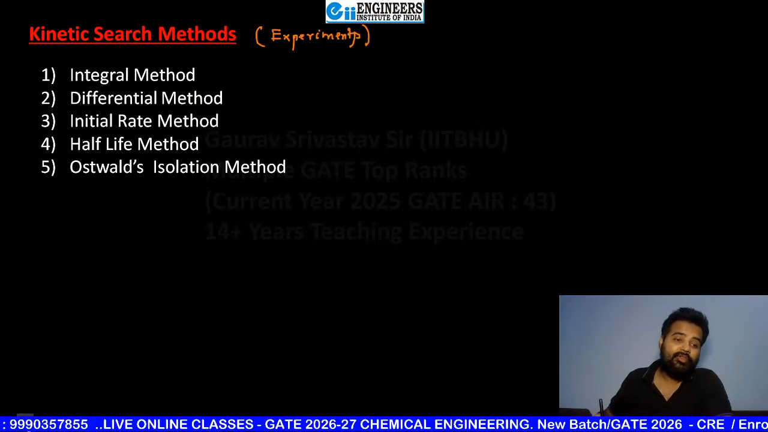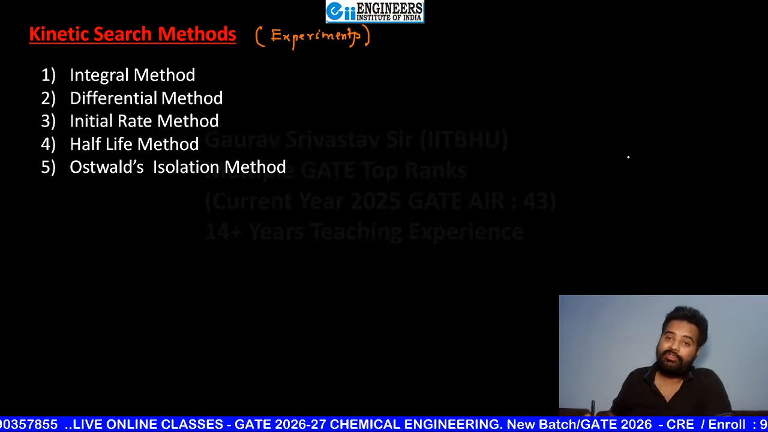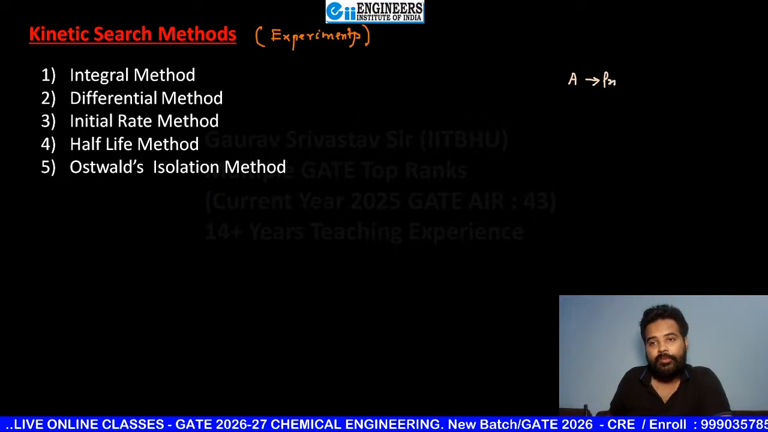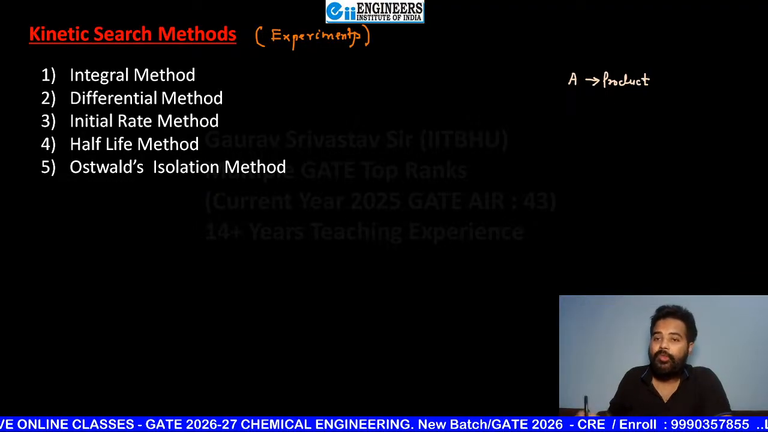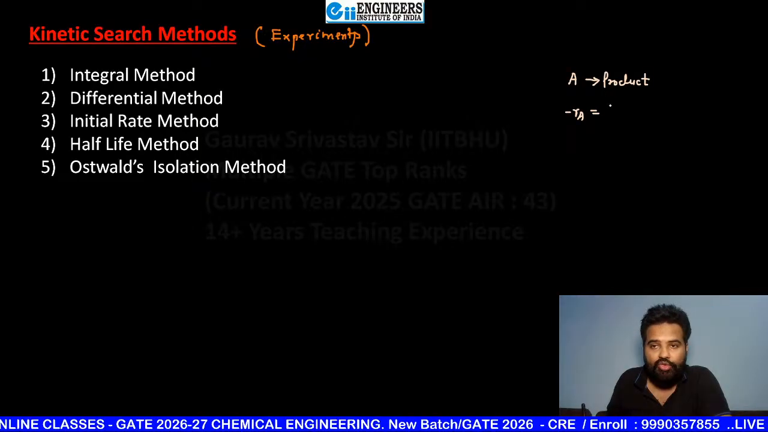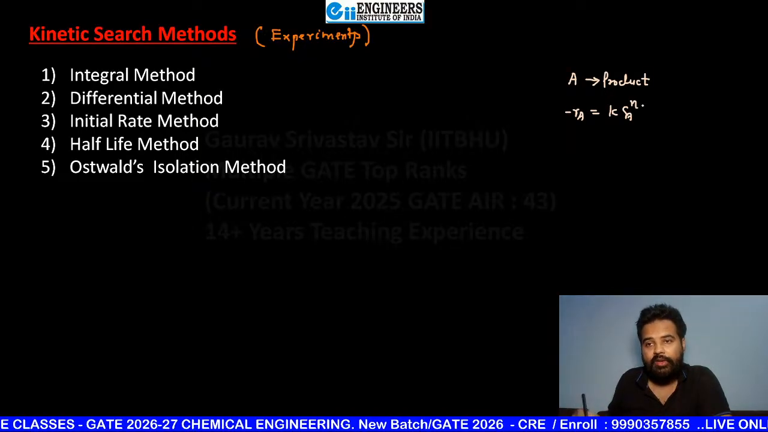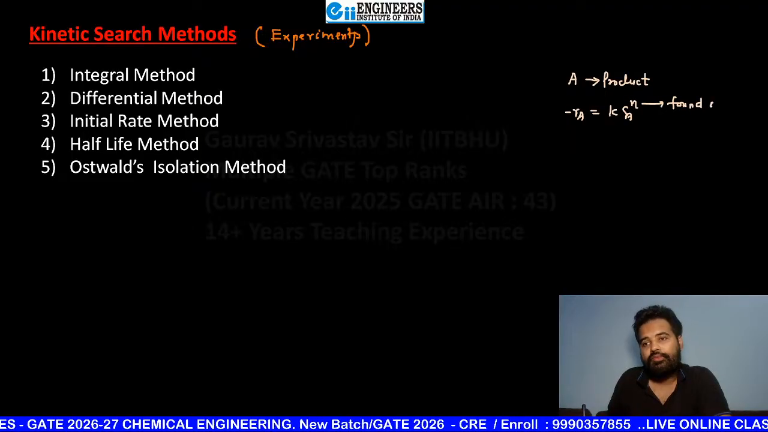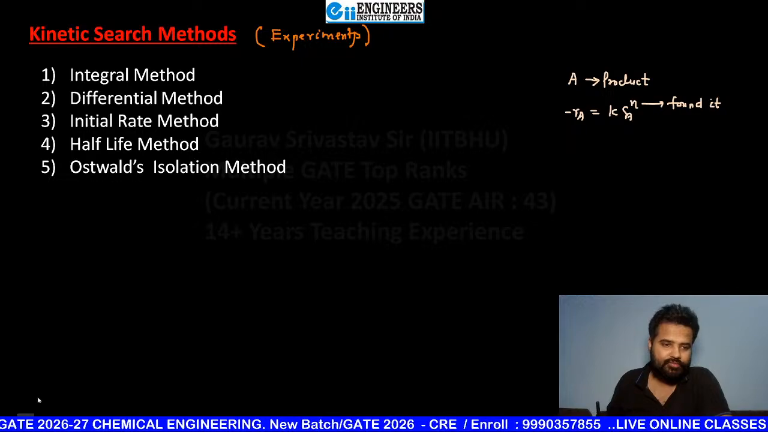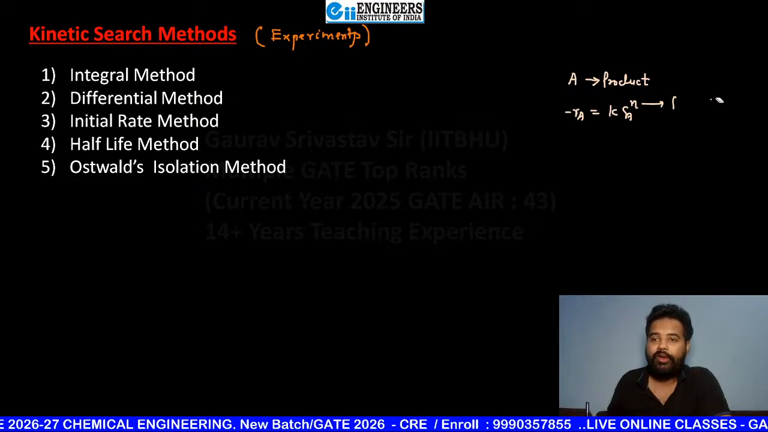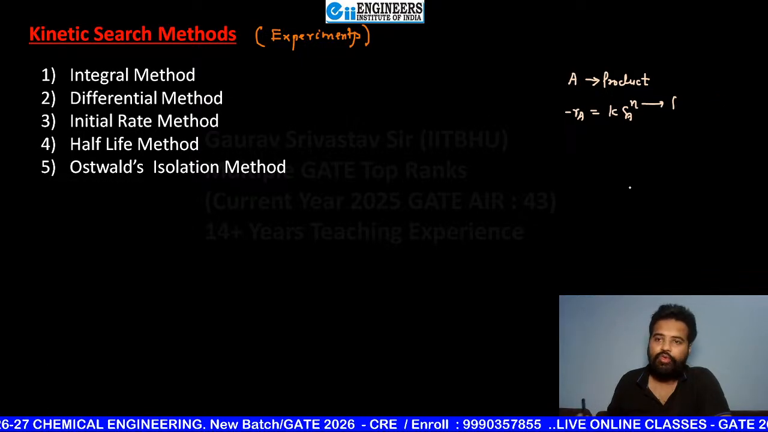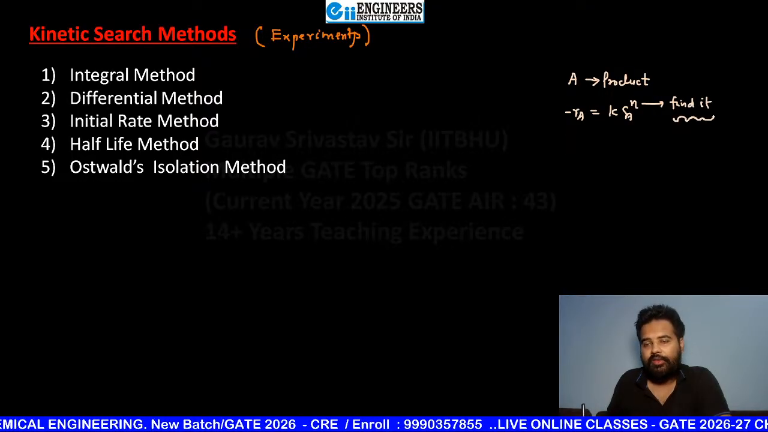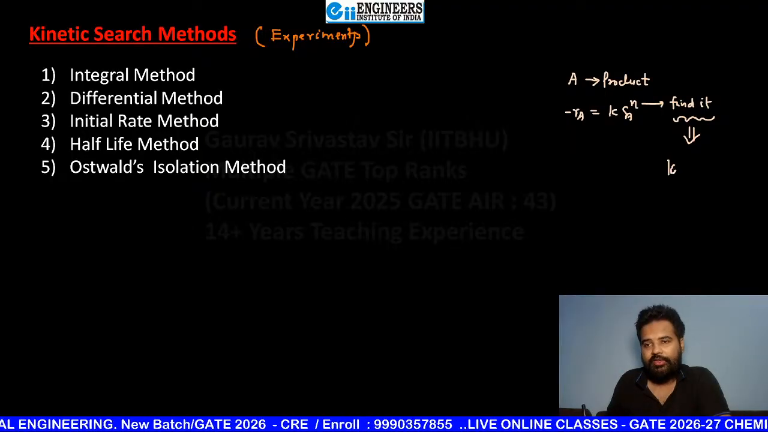But if anyone asks you about kinetic search methods, how to search kinetics, what is the meaning of kinetic search method, that means you are going to search the rate expression. Like if a reaction is written as A forming product, its rate expression is Ra equals K Ca raised to power n. So you are interested to find it. You have to find the value of n. This finding is known as kinetic search methods.